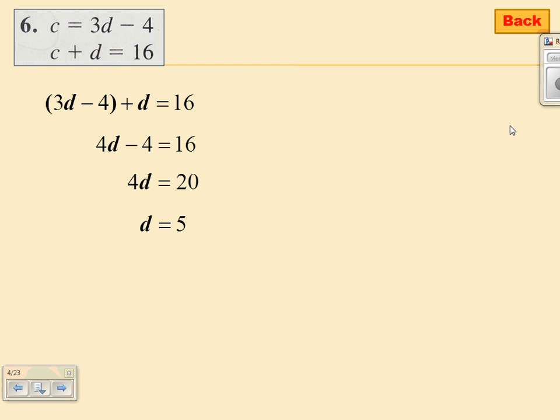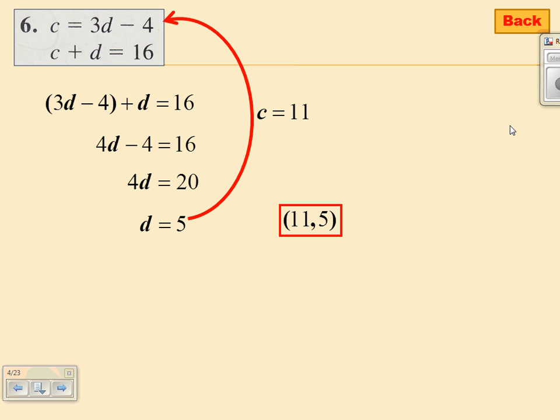It's not my final answer. Like I did before, I want to substitute into the top equation because it's the easiest equation to plug it into. I then get c equals 11. So my final answer in parentheses, or coordinate form, is 11 comma 5.